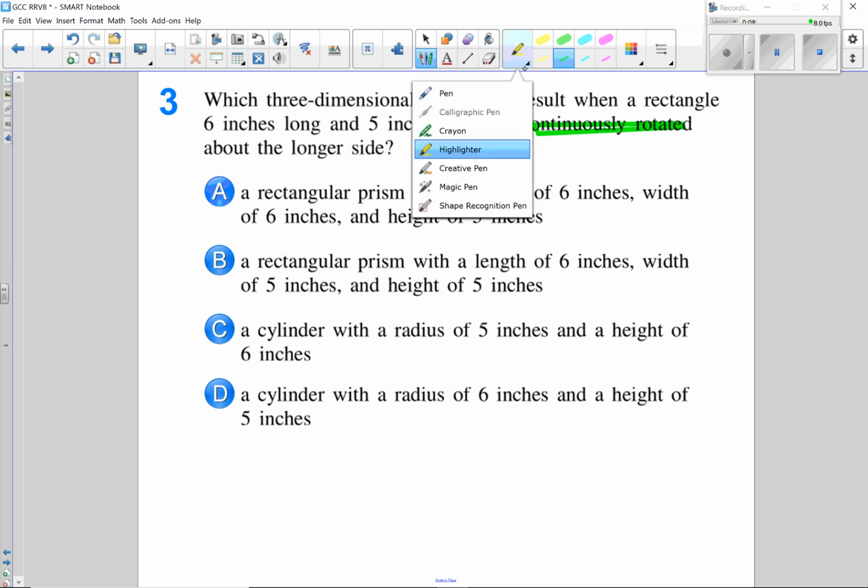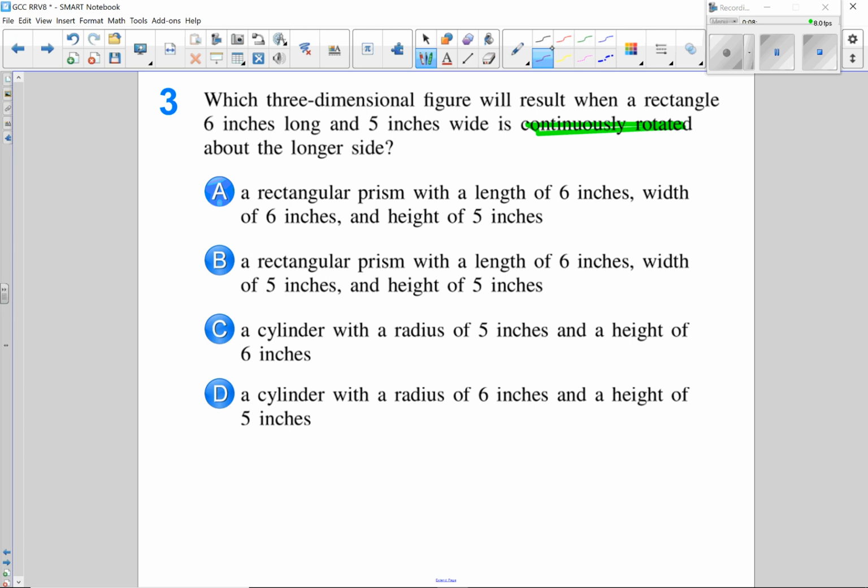So looking at my answer choices, I can kind of eliminate immediately A and B because those are rectangular prisms. I'm not going to have any circular side portion to that. So that's going to give me a limit. So again, if I just kind of sketch down here, I have a rectangle, right? And it's saying it's rotated around the longer side. So let's just say hypothetically we're rotated around this side right here, this blue one, right?